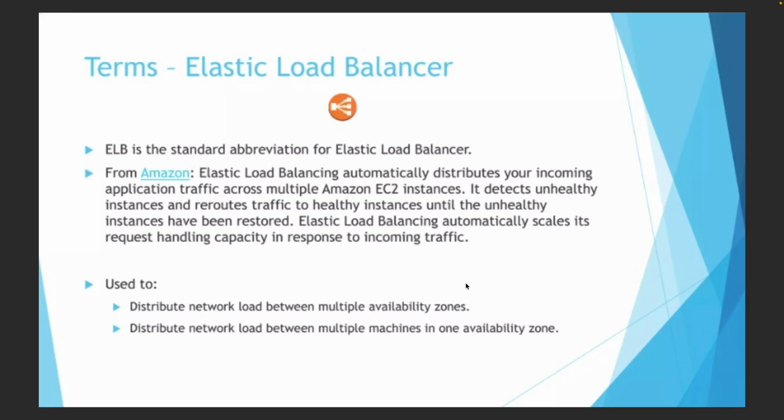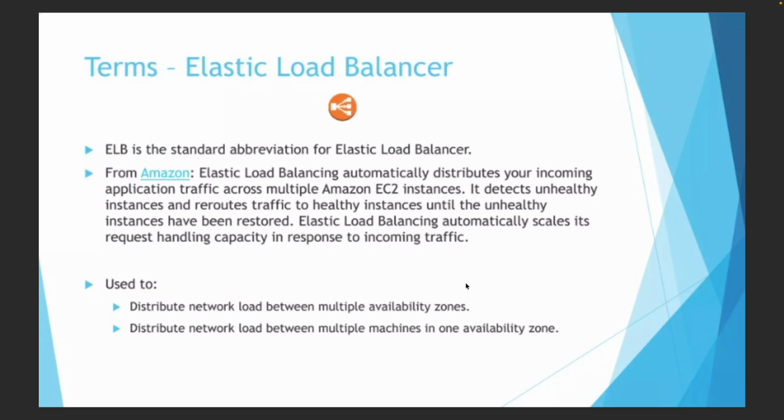Now, let's talk about distributing traffic effectively and efficiently. The Elastic Load Balancer automatically distributes incoming traffic across multiple EC2 instances. Now, here's what makes it especially powerful. It detects unhealthy instances and automatically reroutes traffic away from them. It also scales its request handling capacity up or down based on incoming traffic.